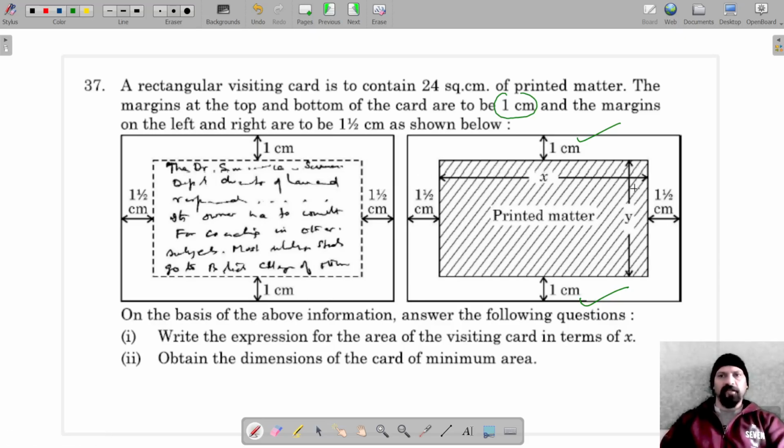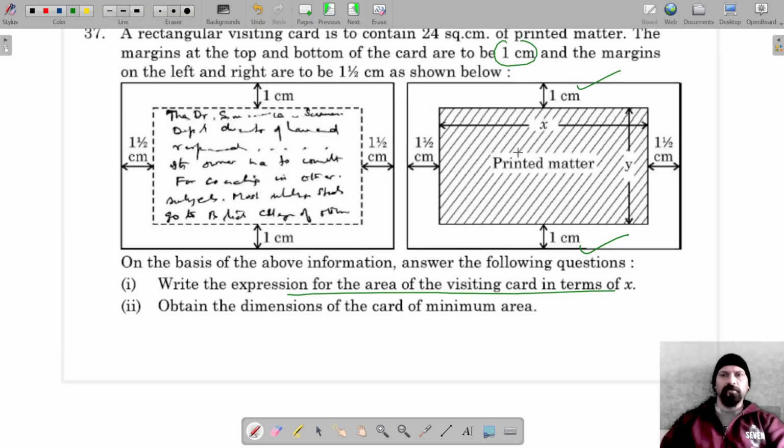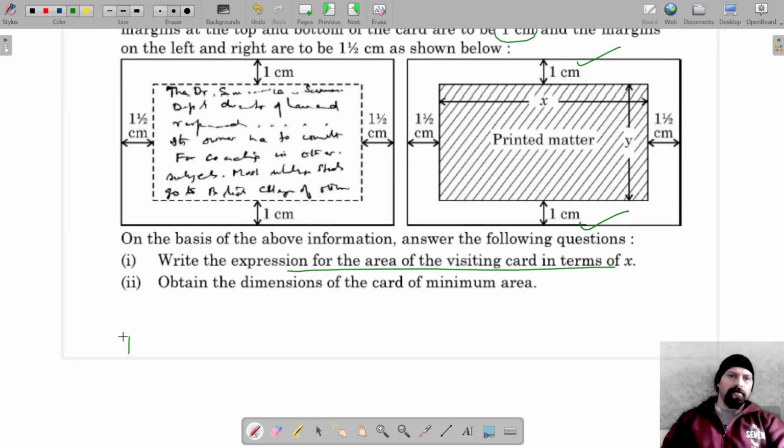which has the length x and y. Now we have to write the expression for the area of the card in terms of x. So area of the card means the whole area including the printed matter and the area of the margins. So that means the length of this card would be x plus half plus half, which is 3. So x plus 3 centimeters is the length of the card.